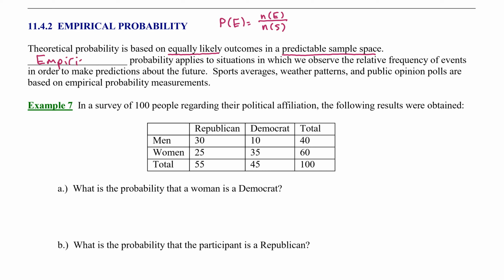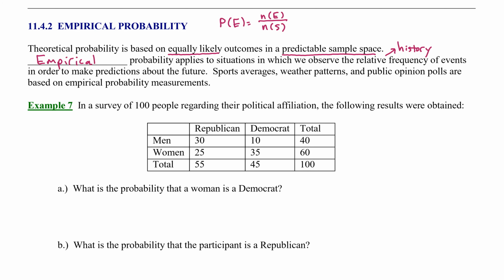Empirical probability applies to situations in which we observe the relative frequency of events in order to make predictions about the future. So we're looking at the history. How many times did a particular event occur over a given period of time? And based on that frequency, we can make assumptions or predictions about the future. This applies to sports averages, weather patterns, and even public opinion polls. Those are based on empirical probability measurements. Again, because they don't have a predictable sample space, but they do have a history.